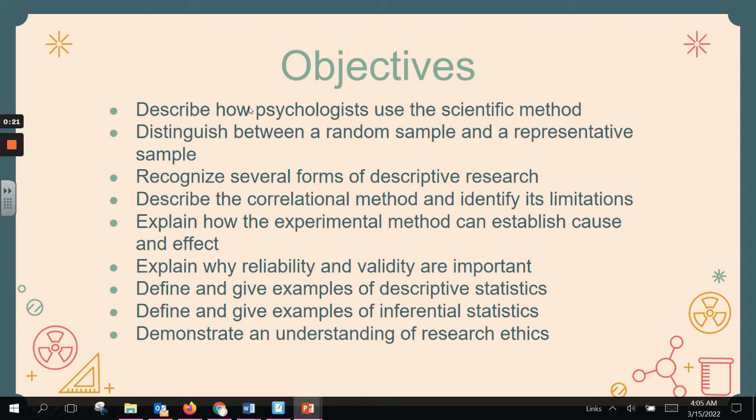We're going to describe how psychologists use the scientific method, distinguish between a random sample and a representative sample. We're going to recognize several forms of descriptive research. We're going to describe the correlational method and identify its limitations, explain how the experimental method can establish cause and effect, explain why reliability and validity are important, define and give examples of descriptive statistics, define and give examples of inferential statistics, demonstrate an understanding of research ethics.